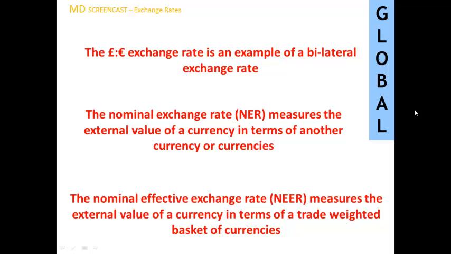To round off this screencast, it's worth noting that monetary policy authorities such as the UK Bank of England's Monetary Policy Committee will be interested in the effective exchange rate as it gives an indication of the external value of a currency in terms of a broad trade-weighted basket of currencies.